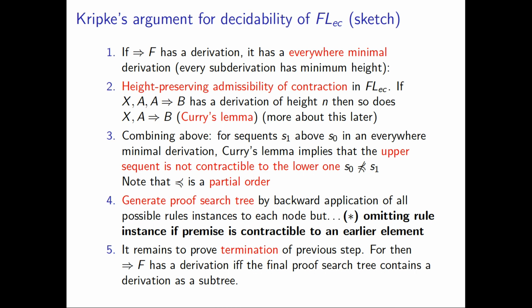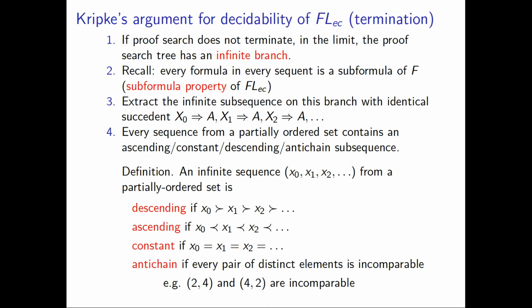It remains to prove termination of this algorithm. For then, as stated before, we can decide if f has a derivation by looking at the final proof search tree and determining if it contains a derivation as a subtree. So let's get on to the Kripke termination argument. If it does not terminate, in the limit we can say that the proof search tree has an infinite branch. By the subformula property, we know that every formula in every sequent on this branch is a subformula of f. So let's extract the infinite subsequence on this branch whose succedent is identical, some formula A.